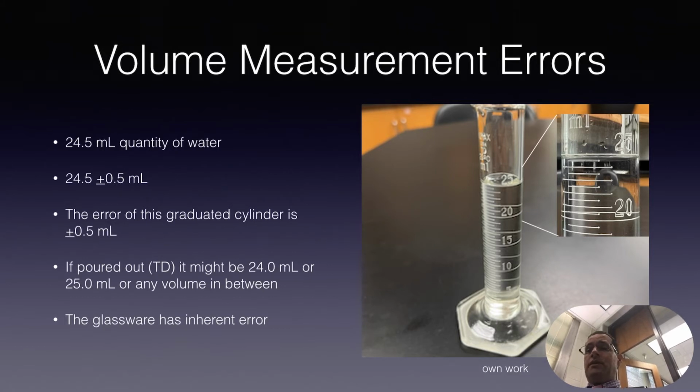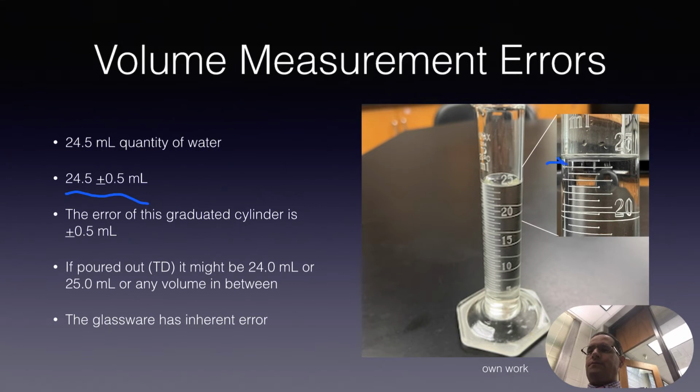Volume also has an error associated with it. This graduated cylinder here contains 24.5 milliliters of water. Now, you're going to have different kinds of glassware, some plastic, some glass, more precise, less precise, and you're going to have Class A, Class B, Class C kinds of glassware. This one here has a rated uncertainty of plus or minus 0.5 milliliters, and the error of this graduated cylinder is plus or minus 0.5.